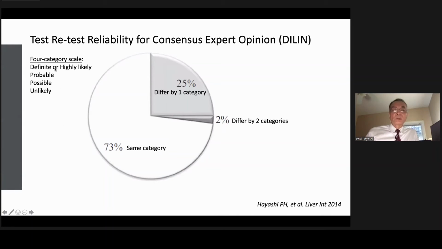And when we put them in a 4 category score, because we felt definite and highly likely, or clinically and in drug development are going to be equivalent, we didn't do too badly. Actually, 73% of the time we came into the same category on repeat, 25% within 1 category, and only 2% were we off by 2 categories. So reliability is not too bad for this consensus expert opinion, at least within the DILI.